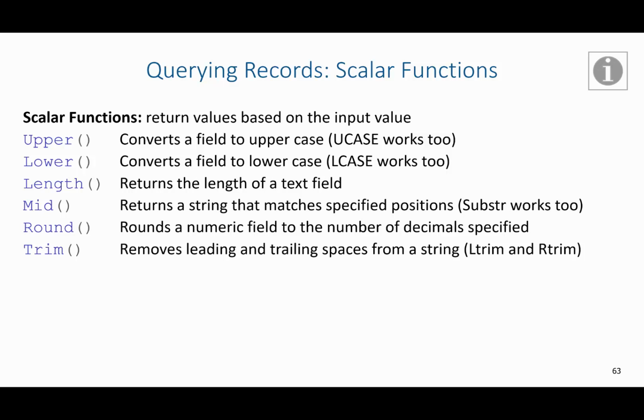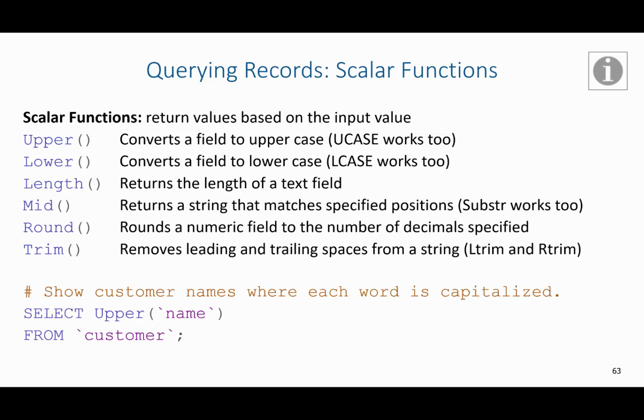For example, if I wanted to return the field in complete uppercase, I'd say upper, or if I wanted it in all lowercase, I'd say lower. Length would return the total number of characters in a field. Mid would return the characters between a starting character and an ending character that I specify. Round would take a number and round it to a certain number of decimal places. And trim would remove any spaces before or after the particular string I'm looking at.